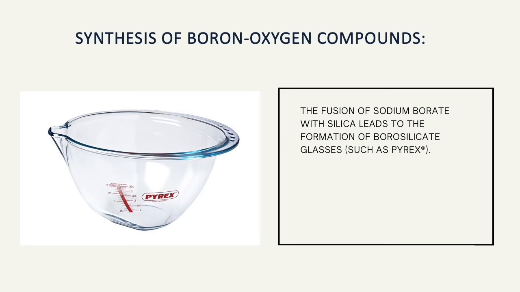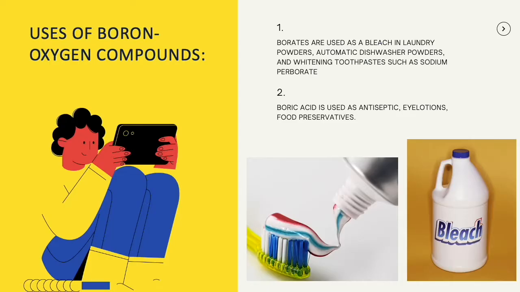These are the uses of boron oxygen compounds. Borates, such as sodium perborate, are used as a bleach in laundry powders, automatic dishwasher powders, and whitening toothpaste. Second, boric acid is used as an antiseptic, in eye lotions, and as a food preservative.